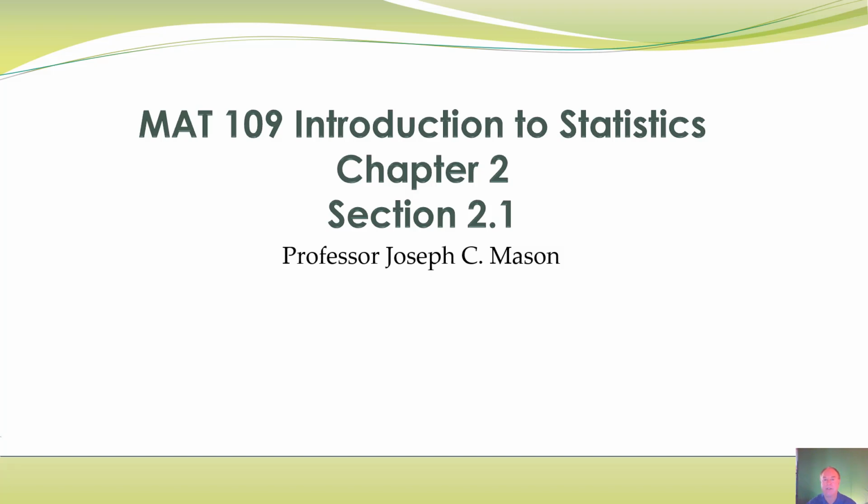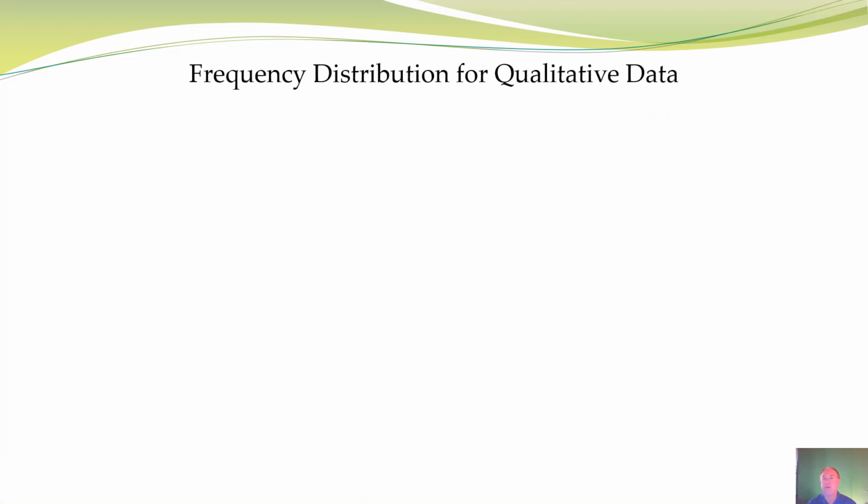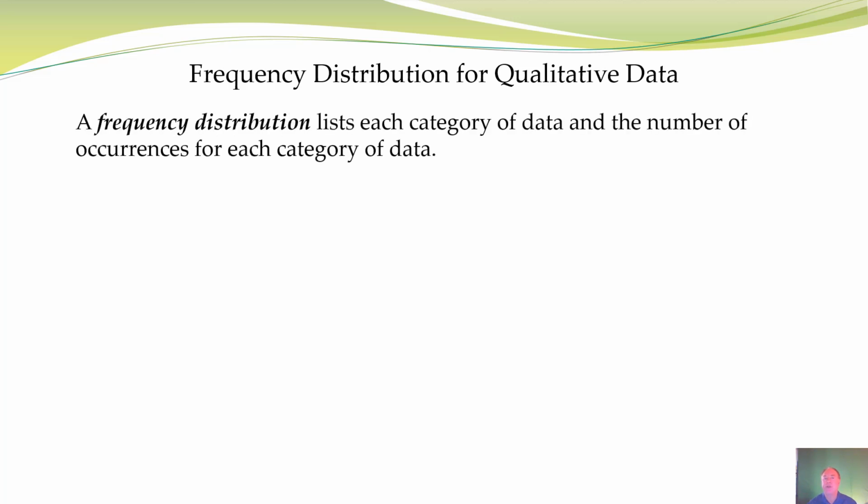Introduction to Statistics, Chapter 2, Section 2.1. Frequency distribution for qualitative data. A frequency distribution lists each category of data and the number of occurrences for each category of data.